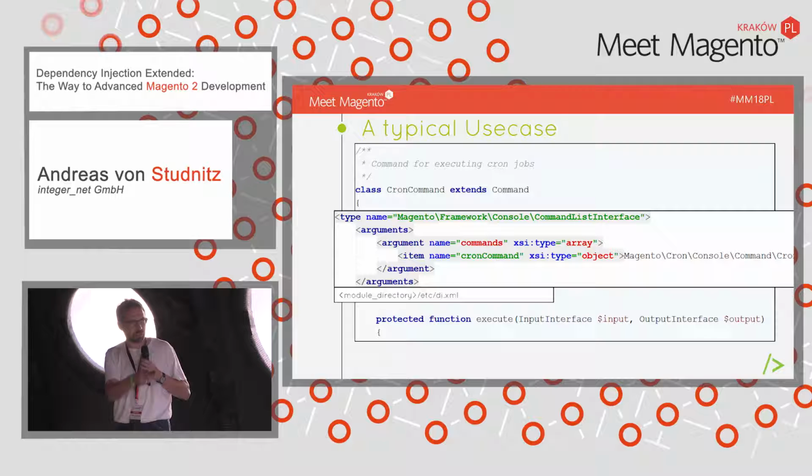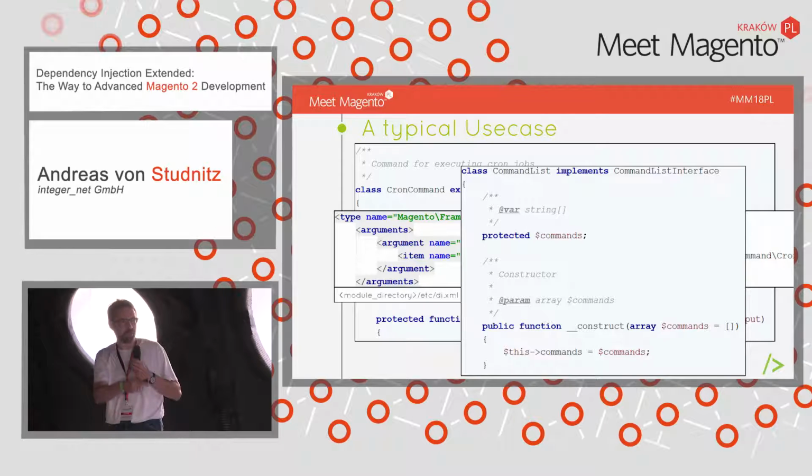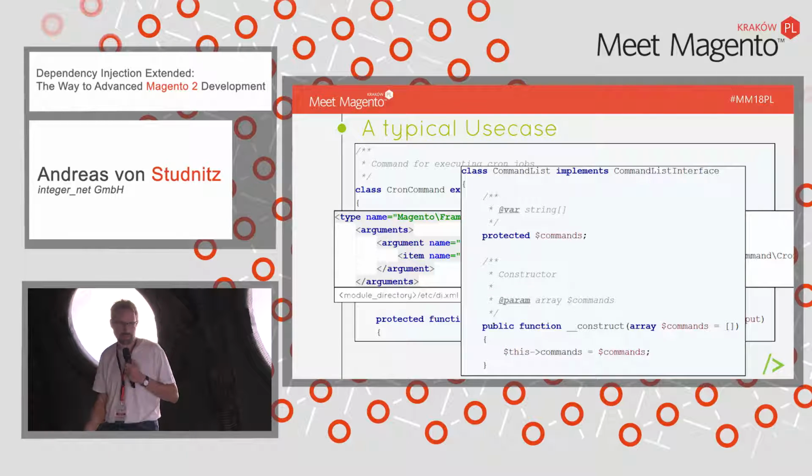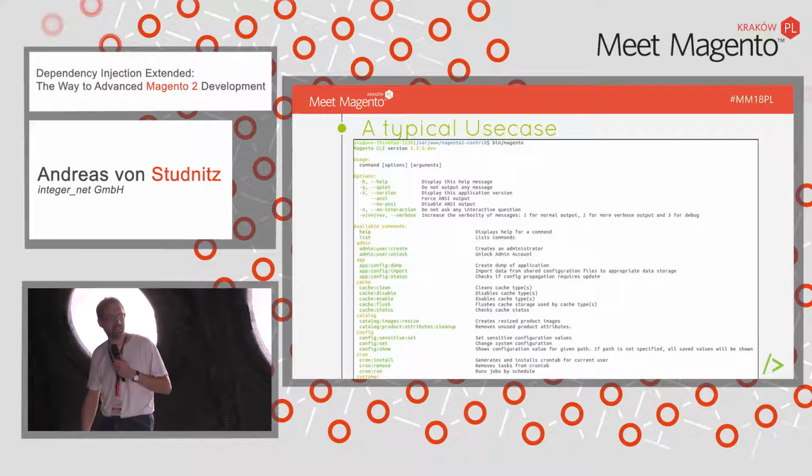And how it looks in the command list interface, or in the implementation of it in the class: we have a constructor, and this constructor has just one parameter named commands. It's an array type, it's empty by default, but it gets filled from all the DI.XML entries. And so if you debug this commands section here, you will have an array with 30, 40 objects of the different command classes. And this is how it looks in the end.